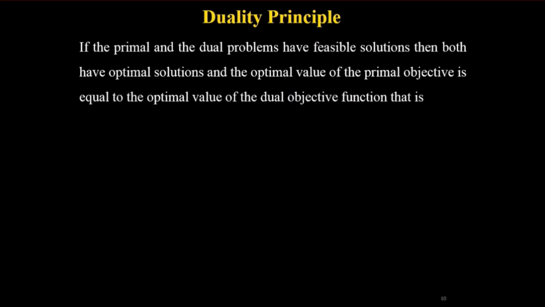Next we will see the duality principle, which is very important, and this is the last part of this talk. So if the primal and dual problems have feasible solutions, remember, if you are extracting the dual problem from the primal problem and solving those two problems, and you see that both have feasible solutions, then what do we have?